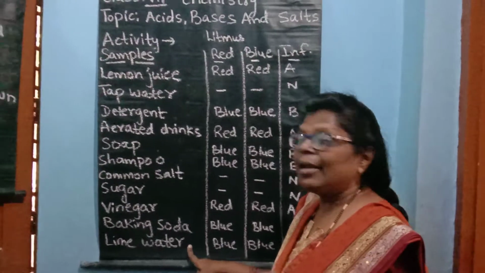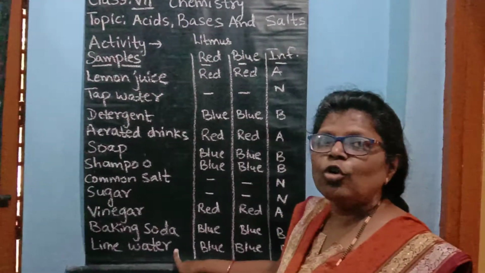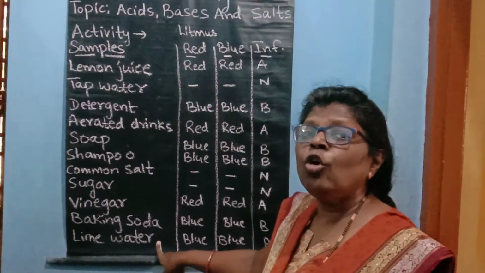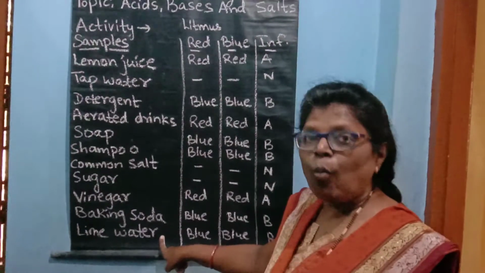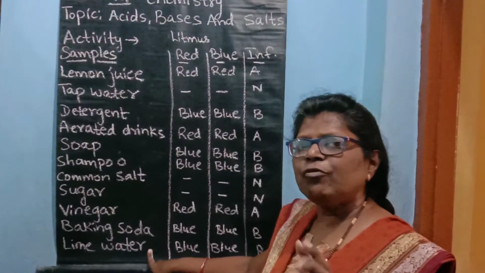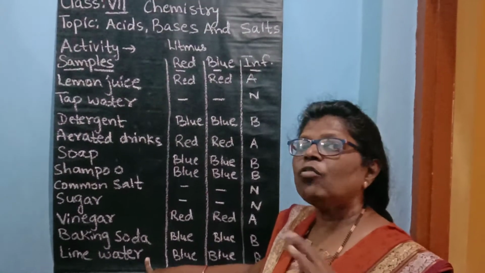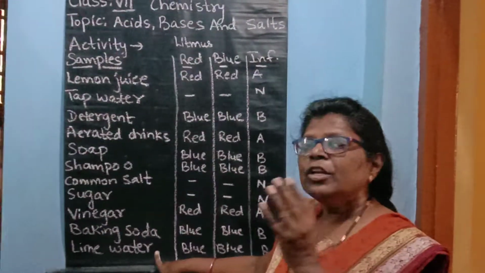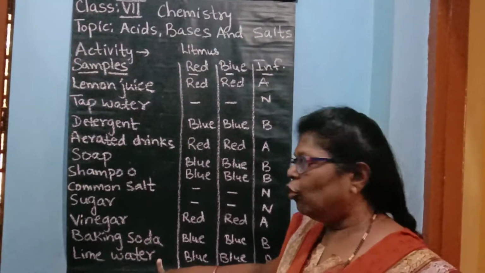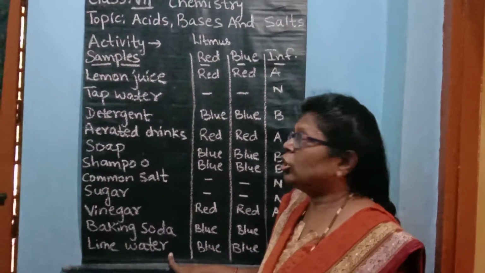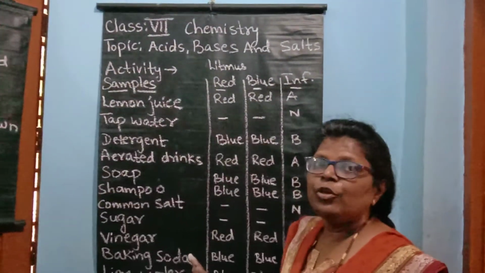Then next is lime water. Lime water, we know, is known as chune ka pani. So you have to dissolve lime in water and keep it for some time. Then what will happen? The solid substances will settle down and the clear water will be collected on top. So the upper part of the water you remove. That is known as lime water. So many samples you have to collect.